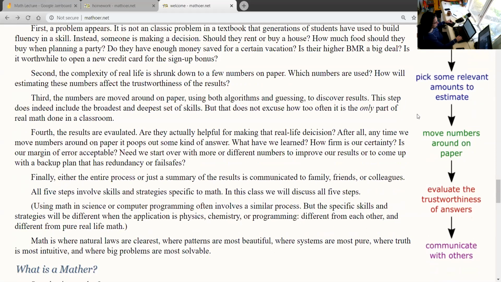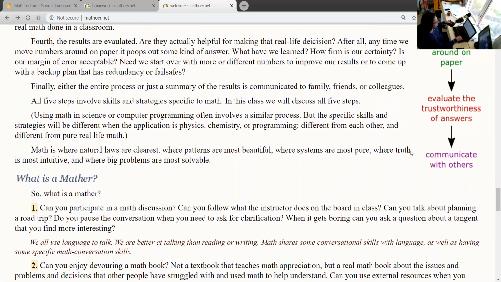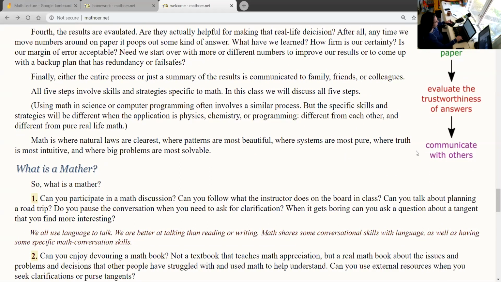And we move them around on paper a bit. And then we have to see, does this work? Is it trustworthy? Can I actually make a good decision based on this? Or have I just moved a bunch of numbers around on paper and I can't trust the answer because I estimated so much? And at the end, we normally communicate with others. Maybe we're living by ourselves and no one else cares whether we rent or buy a house. But usually in most decisions, there's somebody we talk about it with.